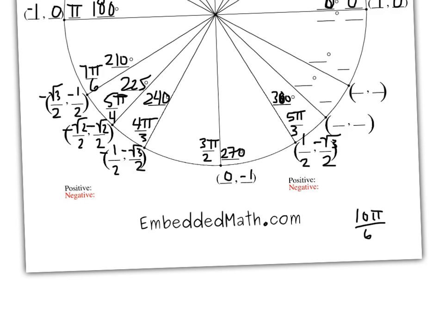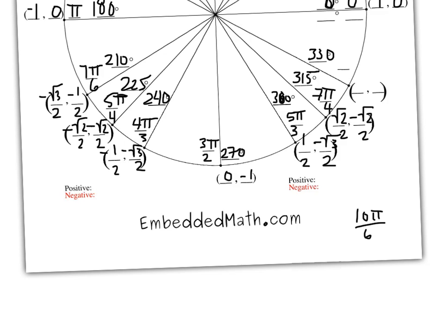Almost done. 315. And then I'll go ahead and put it in. This is 330. This is another 45. So it's 270 plus 45, which is 315. And if this is 5 pi over 4, this is 6 pi over 4, this is 7 pi over 4. X value root 2 over 2, Y value negative root 2 over 2.